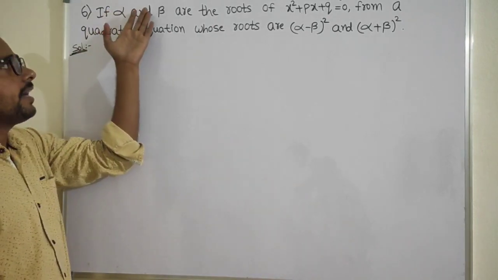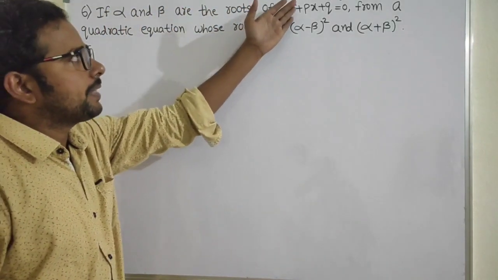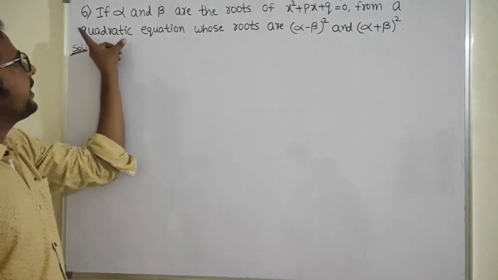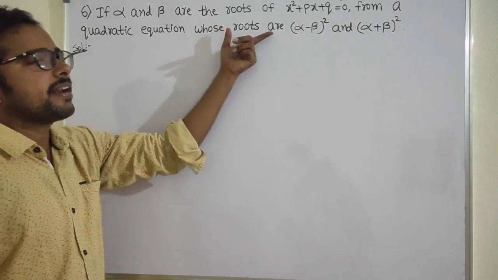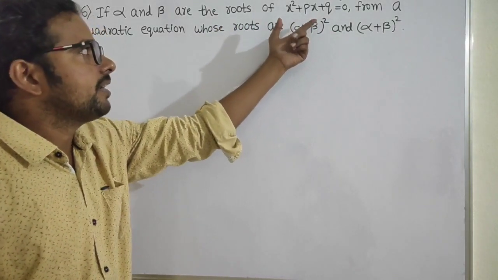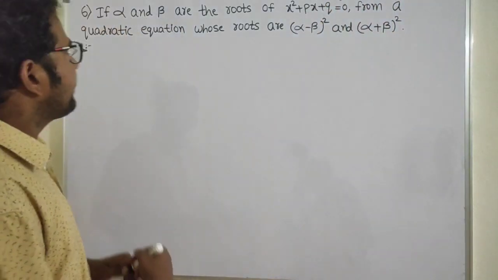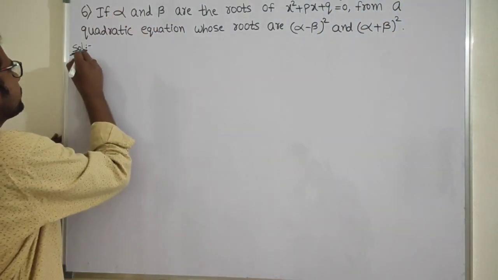If alpha and beta are the roots of x square plus px plus q equals 0, form a quadratic equation whose roots are alpha minus beta whole square and alpha plus beta whole square. What is given?